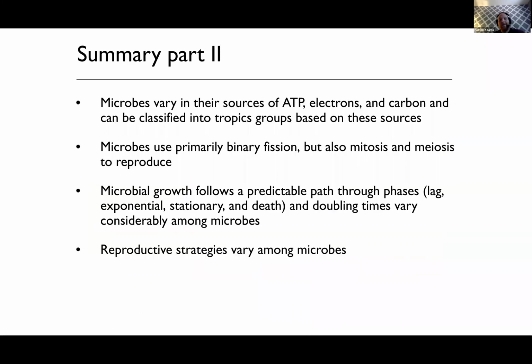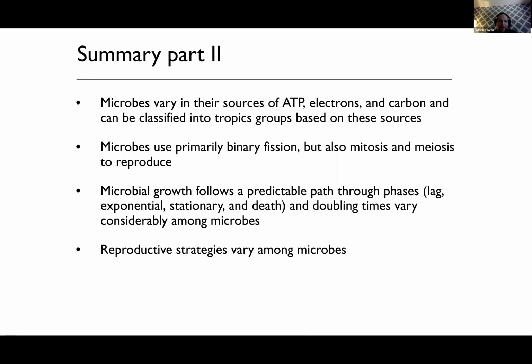So let's wrap this part up. Microbes vary in their sources of ATP, electrons, and carbon, and can be classified into trophic groups based upon these sources. Microbes use primarily binary fission, but also meiosis and mitosis to reproduce. Remember, our bacteria and archaea are always doing binary fission, but our eukaryotes have the capacity sometimes to switch between binary fission and sexual reproduction.